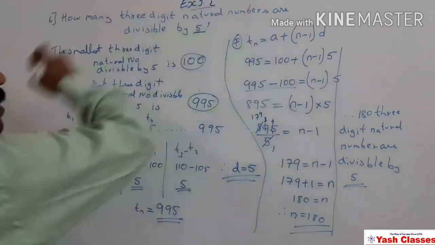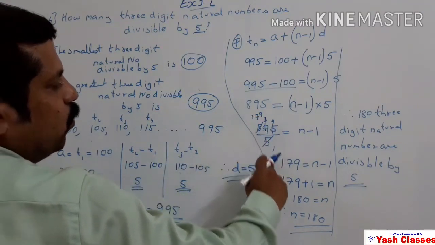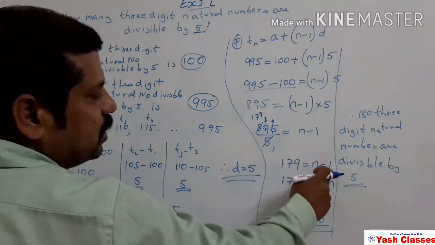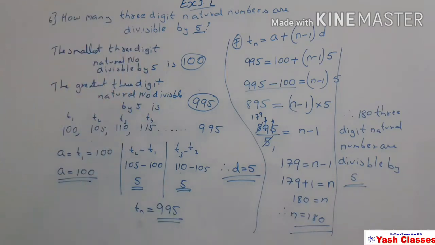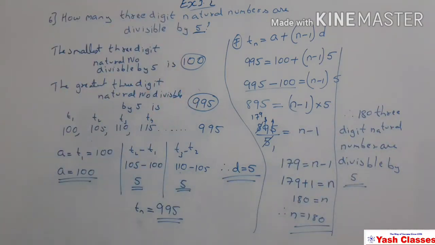Multiplication 5, bring here, it will become division. Cancel it: 179 is equal to n minus 1. 179 minus 1, bring here, it will become plus 1. 180. Therefore, n is equal to 180. Therefore, 180 three-digit natural numbers are divisible by 5.